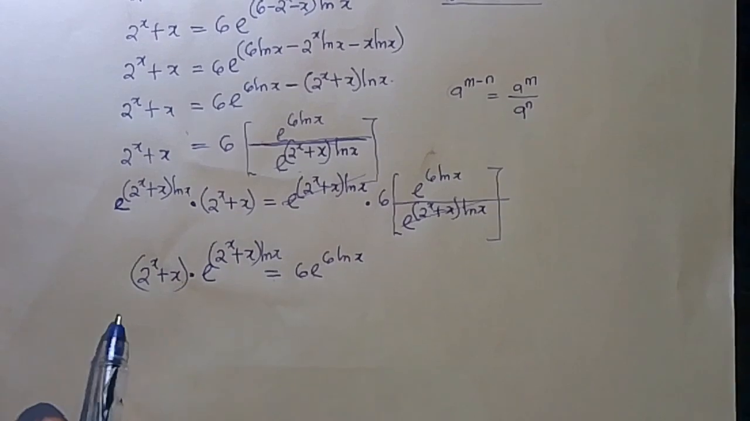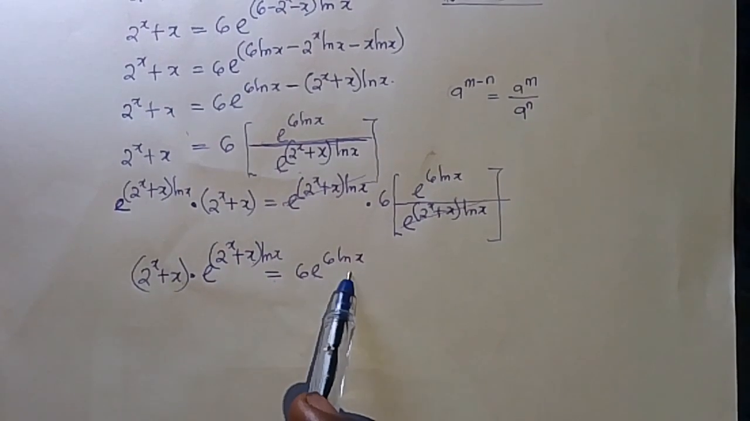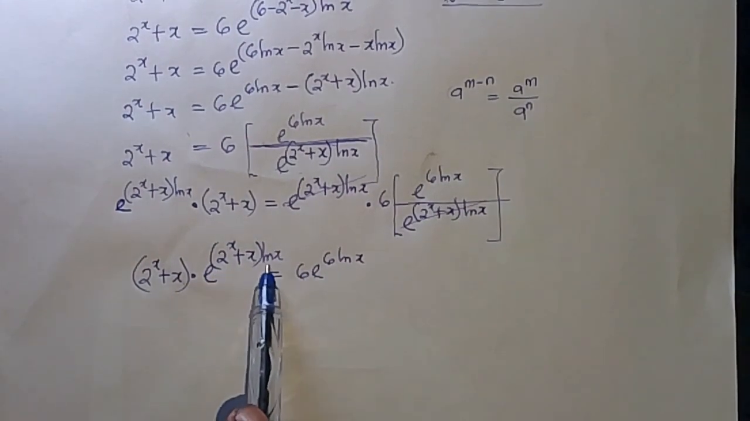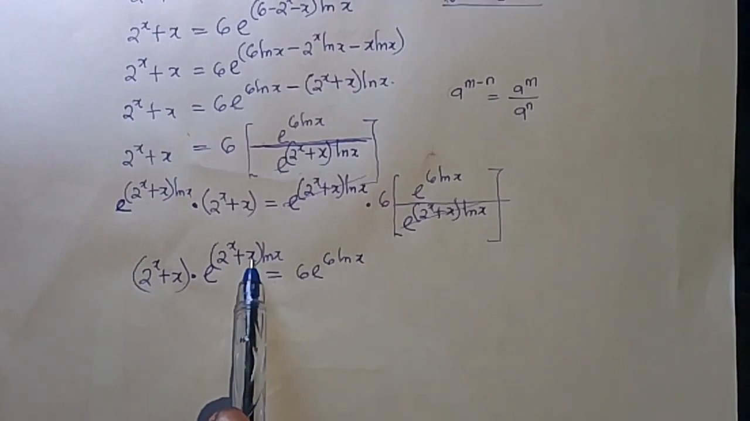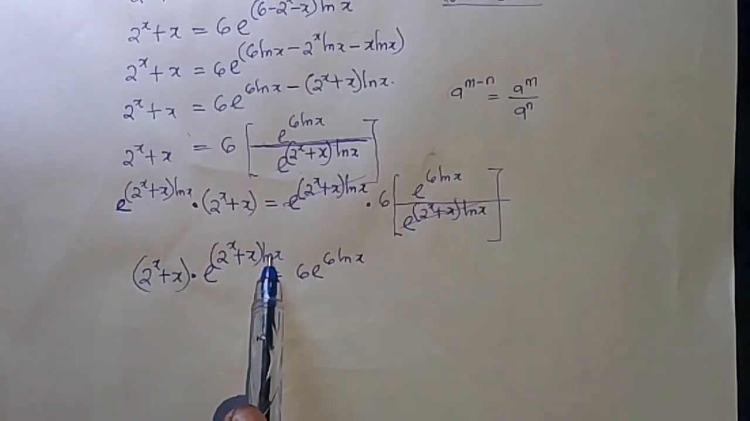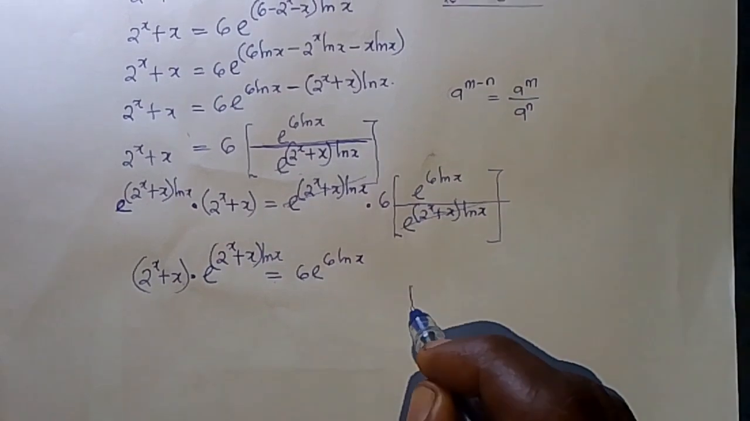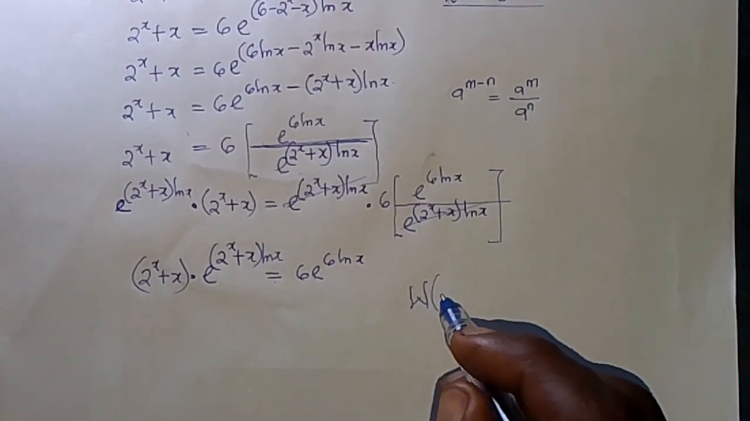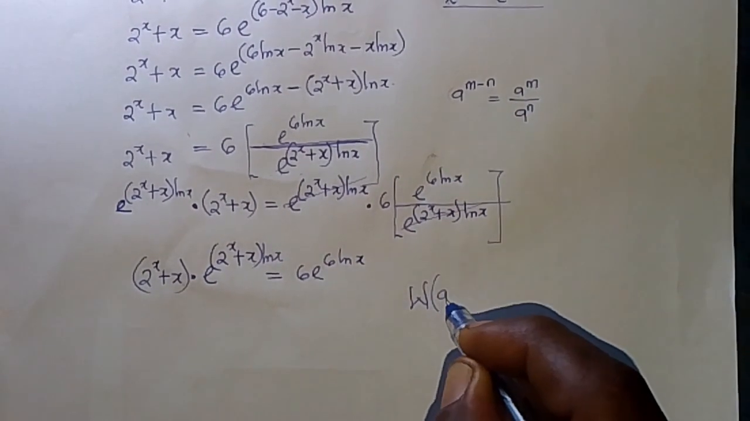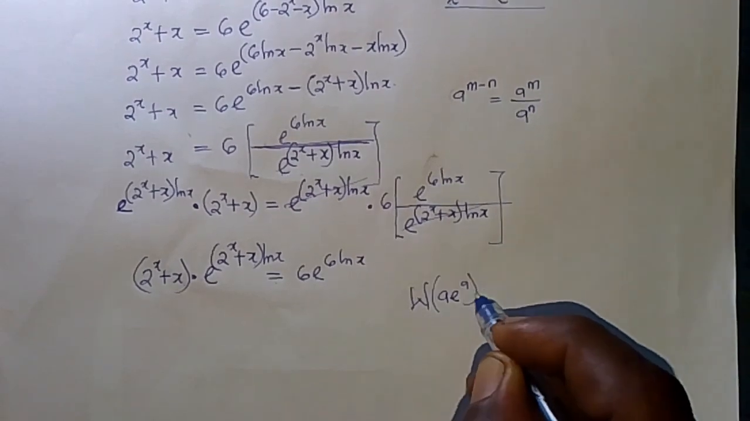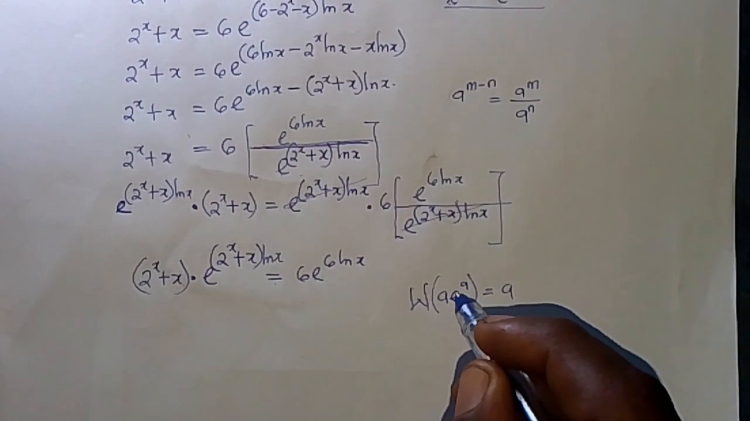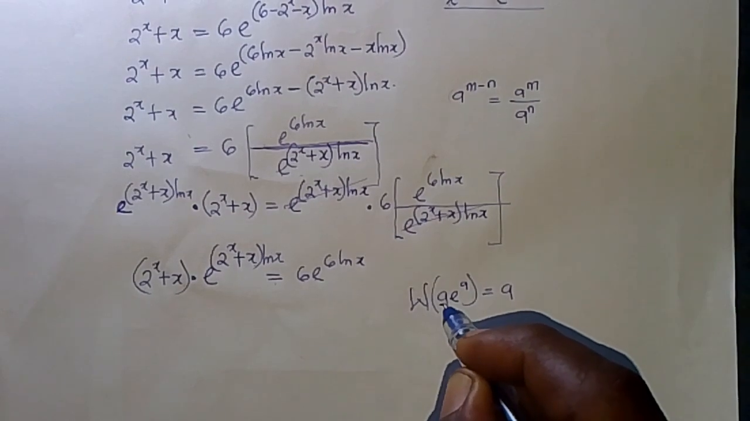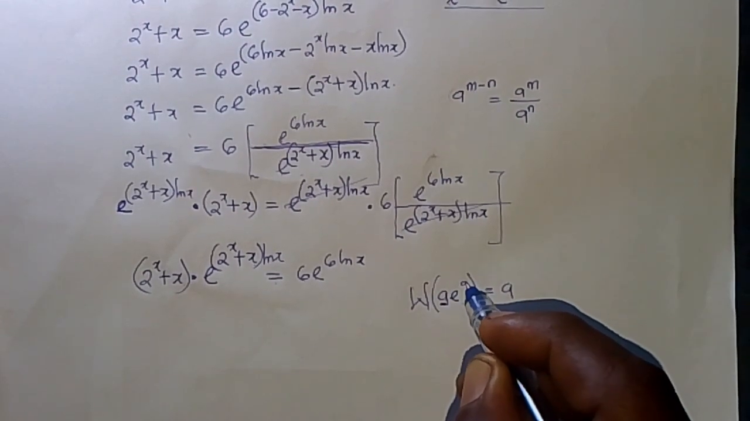So from here, we need to multiply through by ln x, because we see that at the exponent here, we are having this 2 to the power of x plus x all multiplied by ln x. And we have to apply the law that the Lambert W function of any expression in the form of a multiplied by e to the power of a equals a. So we want the exponent of e to be the same thing as this. That is, this and this must be equal.